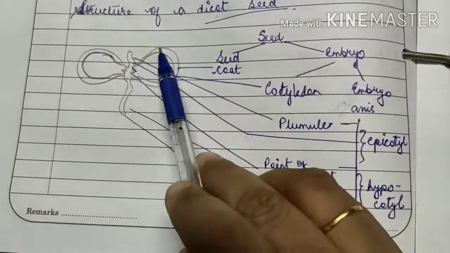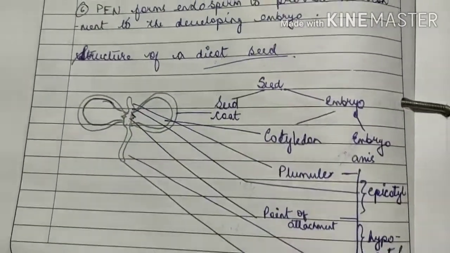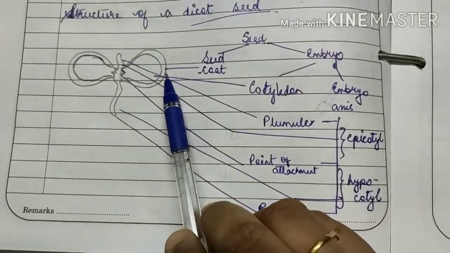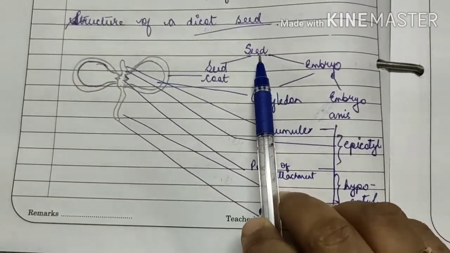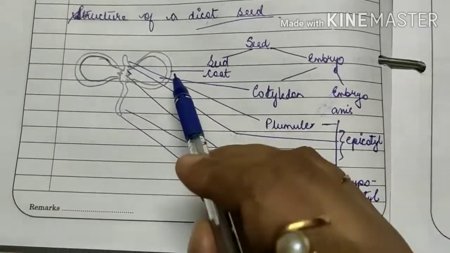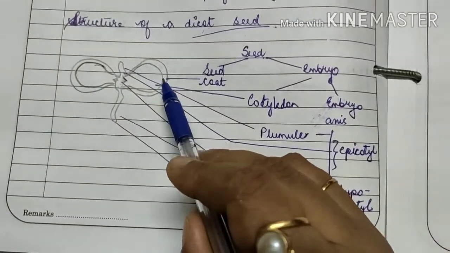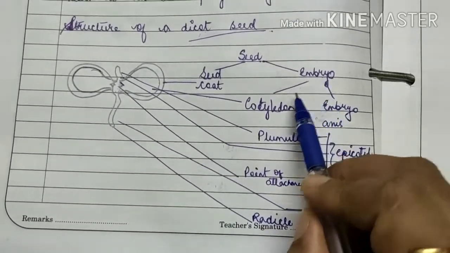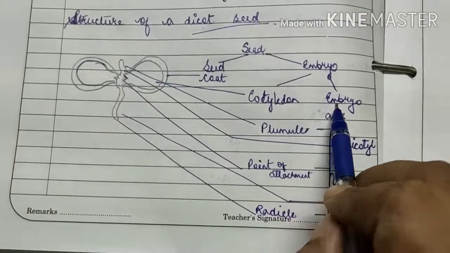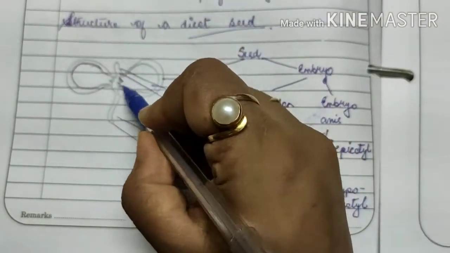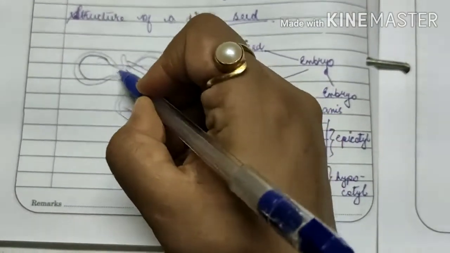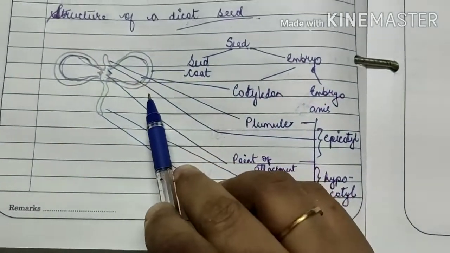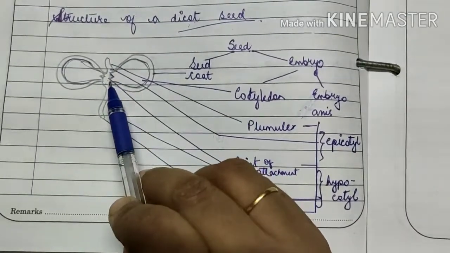Okay, so I am drawing an example of a dicot seed here. You can try with gram, beans, all these things. So suppose this is a dicot seed. The seed has two main parts, seed coat and embryo. Here the outer layer is the seed coat and the inner portion is the embryo. The embryo again has two portions, cotyledons and embryo axis. Inside the seed coat, these two are the cotyledons. The two cotyledons are covered with the seed coat, and inside these two cotyledons, the embryo axis remains.